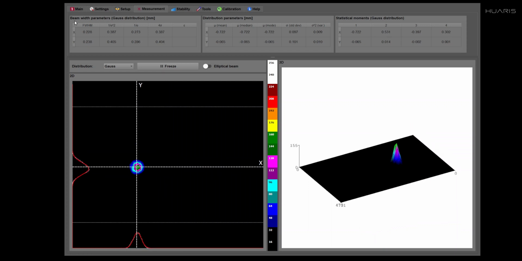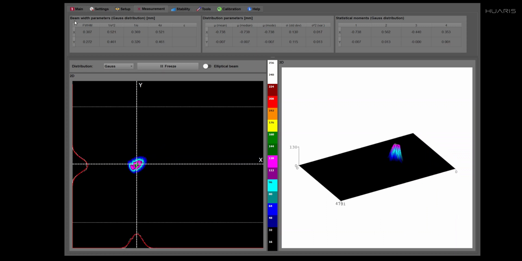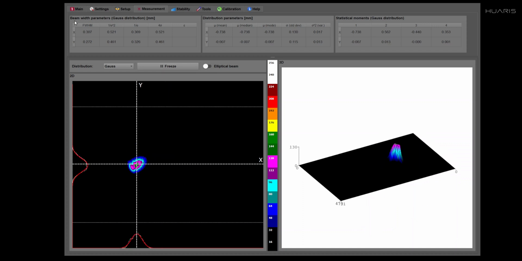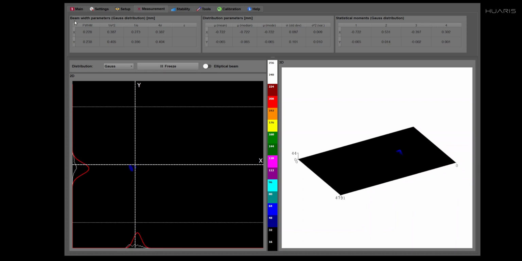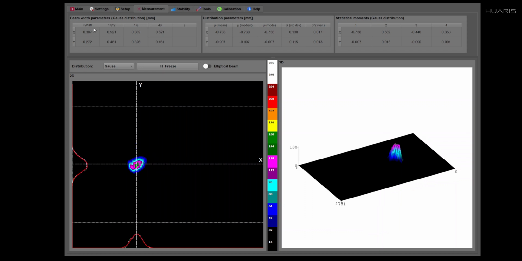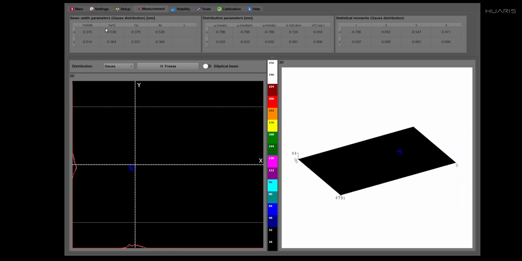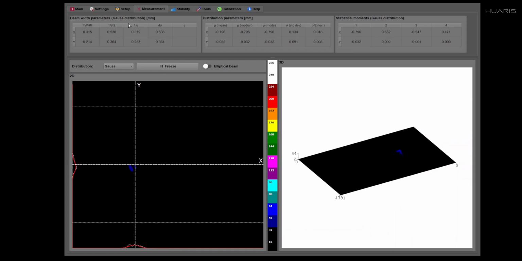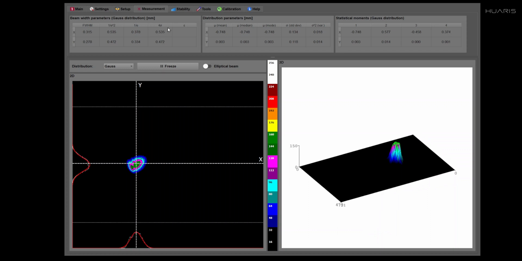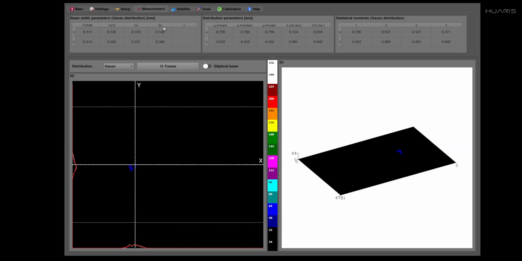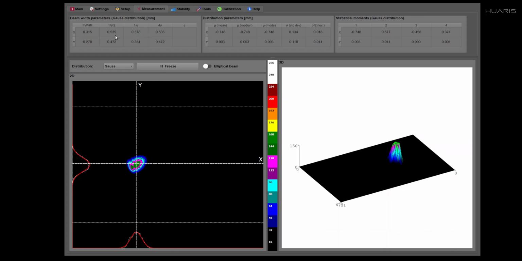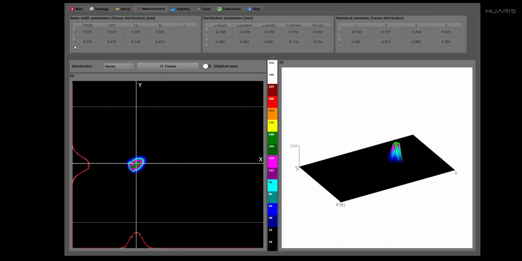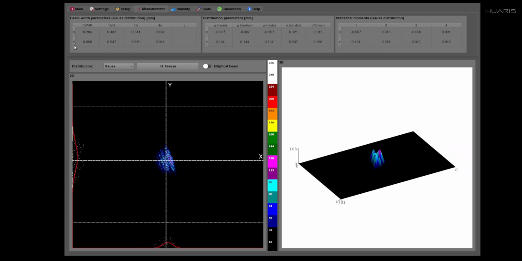In the software we provide a few types of parameters defining the beam width. They are called full width at half maximum, the first one. Second one is 1 over e squared. Third one is 1 over e, and the last one is for sigma. All these parameters are calculated along x and y axis as they are defined in the 2D view.